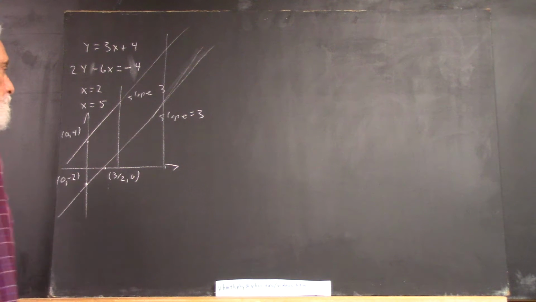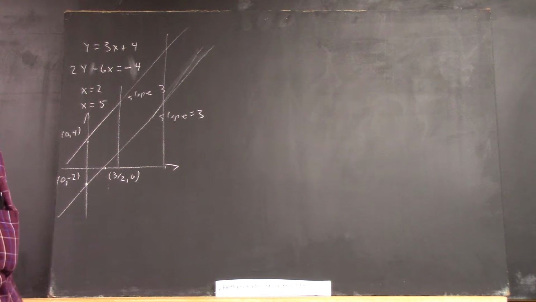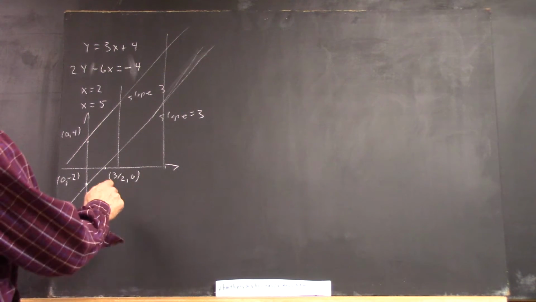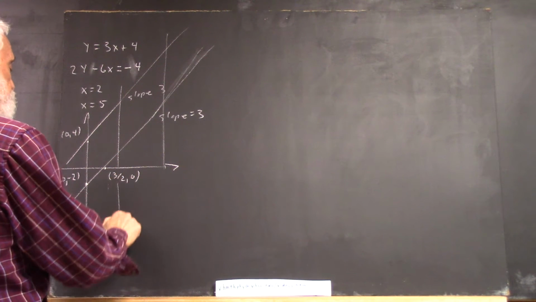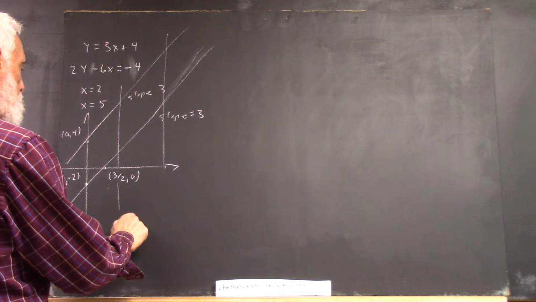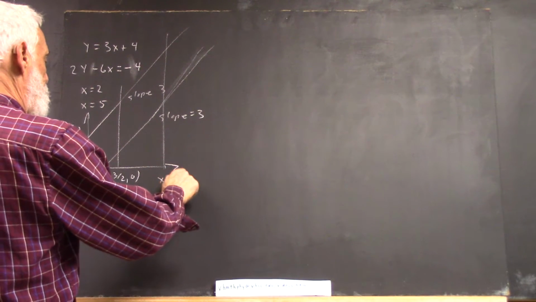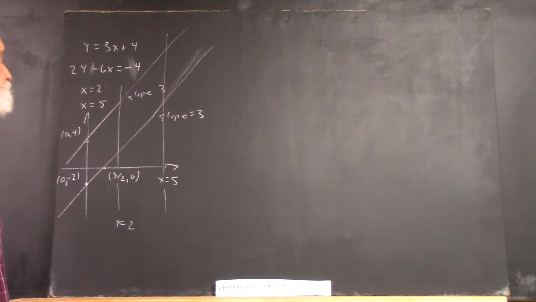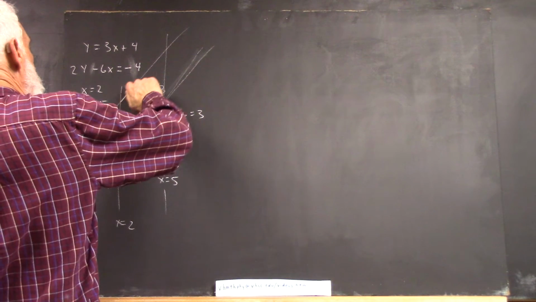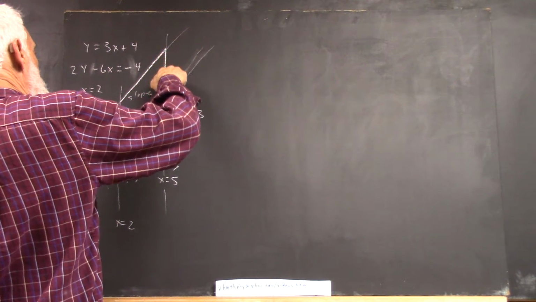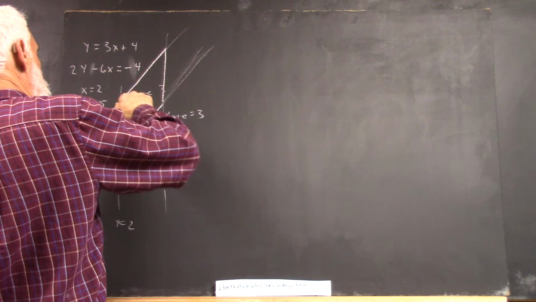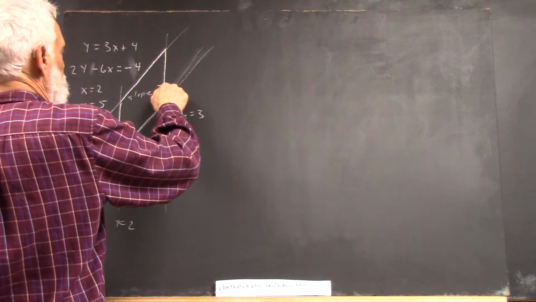So let this represent the parallelogram. So x equals 2 and x equals 5. So here's x equals 2. That's x equals 5. And here's x equals 5. So here's our parallelogram. Now let's just verify that my graph is reasonable. Of course, I drew my line right through my 3.